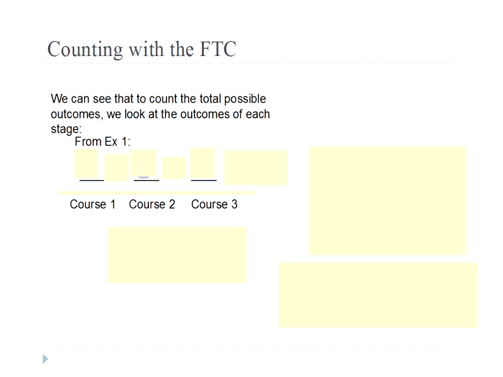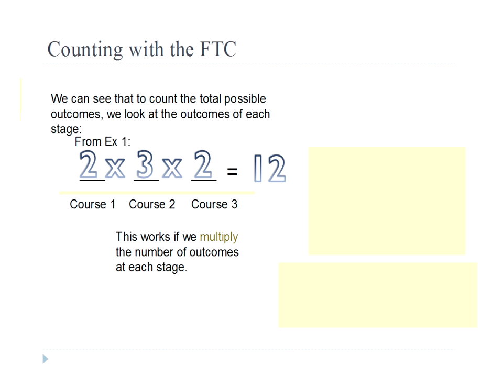So let's go back to example number 1, where we had to take these different courses. So I have course 1, course 2, course 3, and I've got blanks here. What I see is that I had 2 choices for the first, 3 for the second, 2 for the third, and this equals 12. Of course, what we can do with these numbers is multiply them out to get 12. 2 times 3 times 2 is 12.